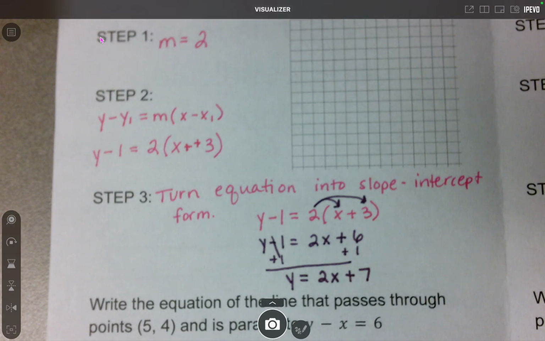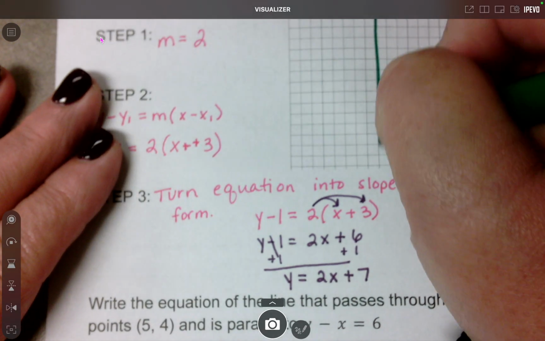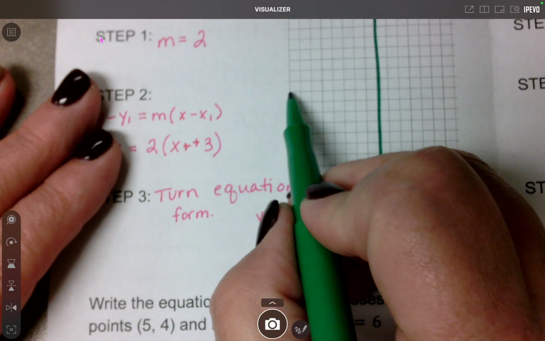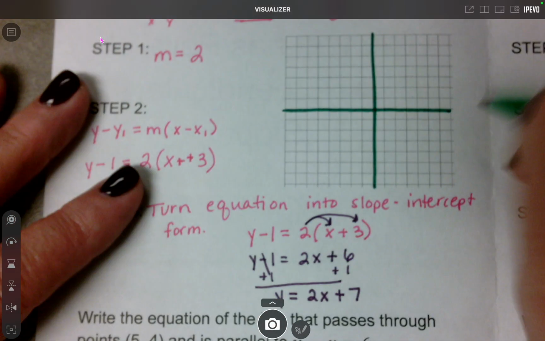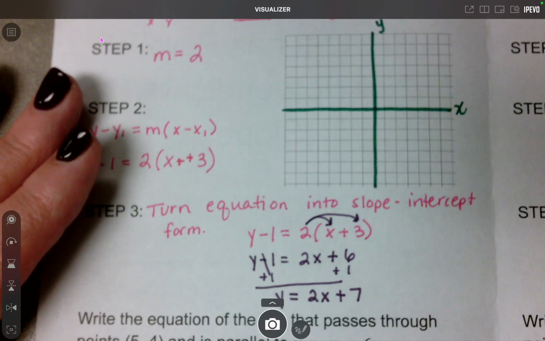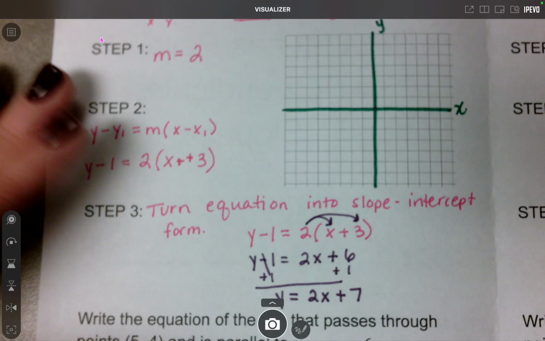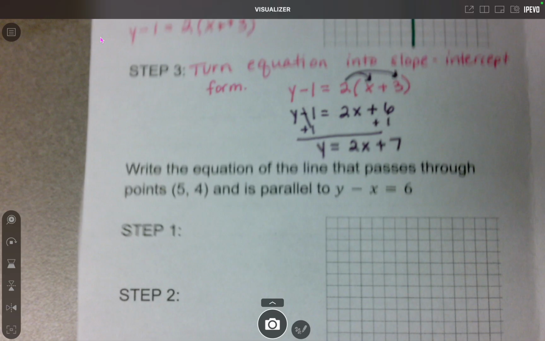Now, just for some good practice, we're going to go ahead and graph these two equations so you can see that they're parallel. I am not going to spend the time on this video to do that, but the one thing that I do want you to do is make sure that you make that x and y axis before you graph. When you graph your two equations, the lines should be parallel. All right, let's go ahead and look down at the next problem.